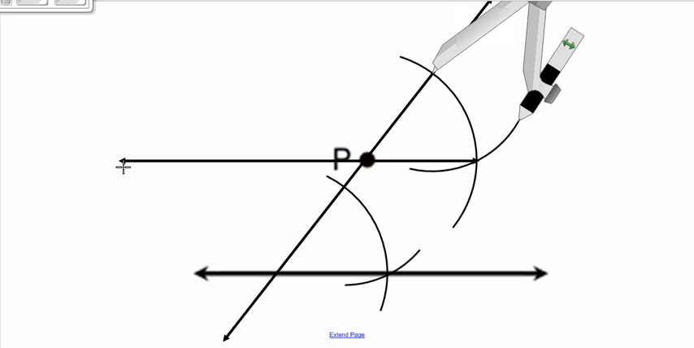Those angles that we just created were corresponding angles. So when we're creating parallel lines, we're looking for those corresponding angles.